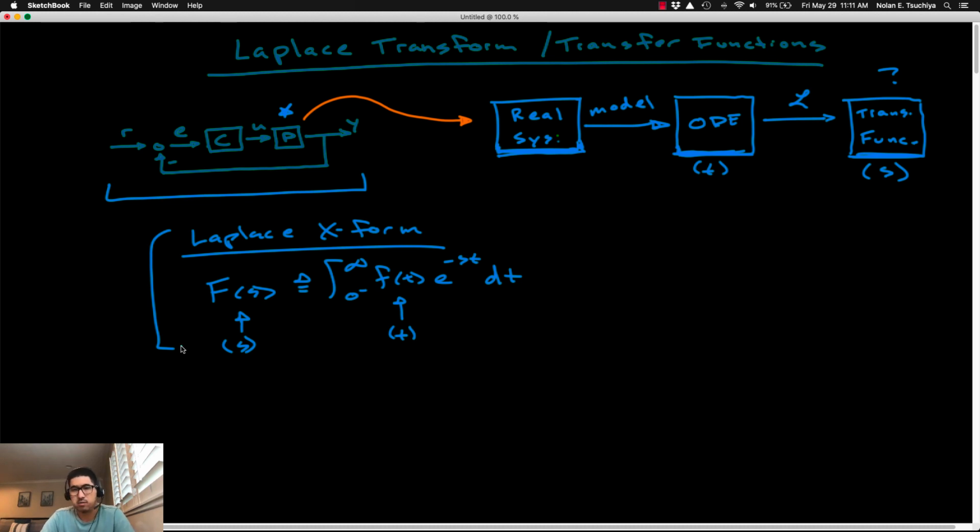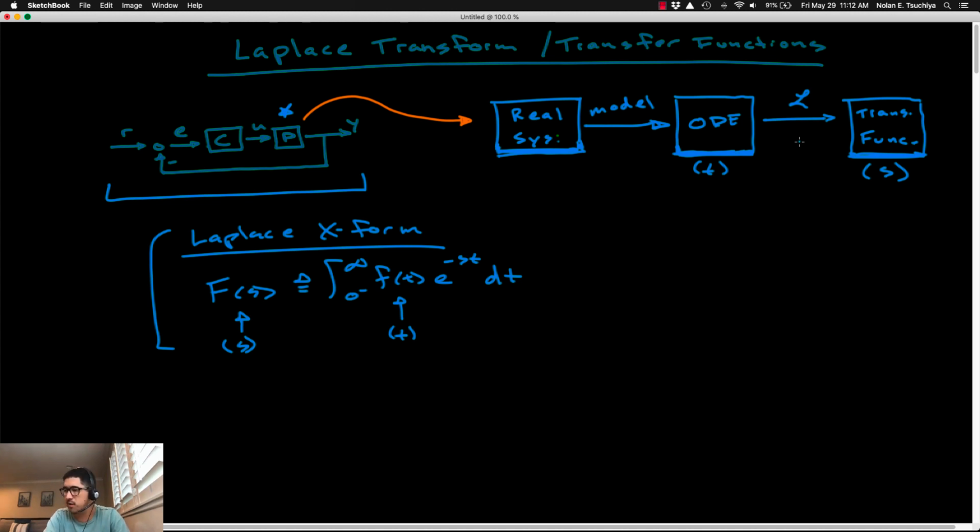It's a mathematical equation. That's really all it is. However, in the context of dynamic systems, it allows us to represent our differential equations, which are in the time domain, and take them into the S domain. So the actual mechanism for getting a transfer function is to take the Laplace transform of both sides of the differential equations. There are a number of reasons why you might want to express the dynamics of a system in the S domain rather than in the time domain.